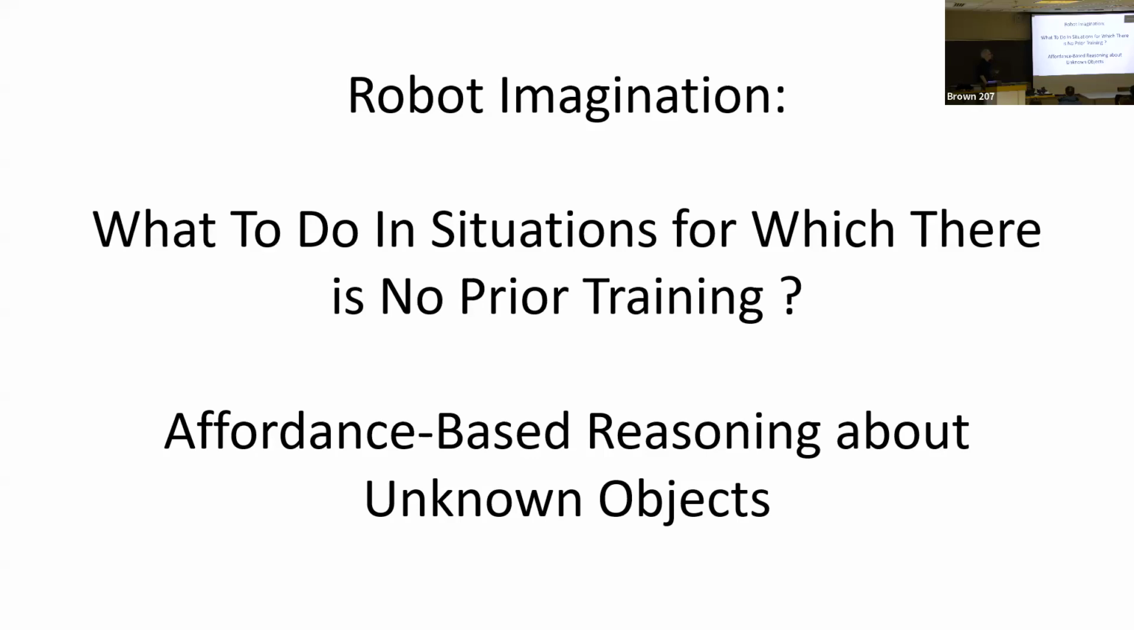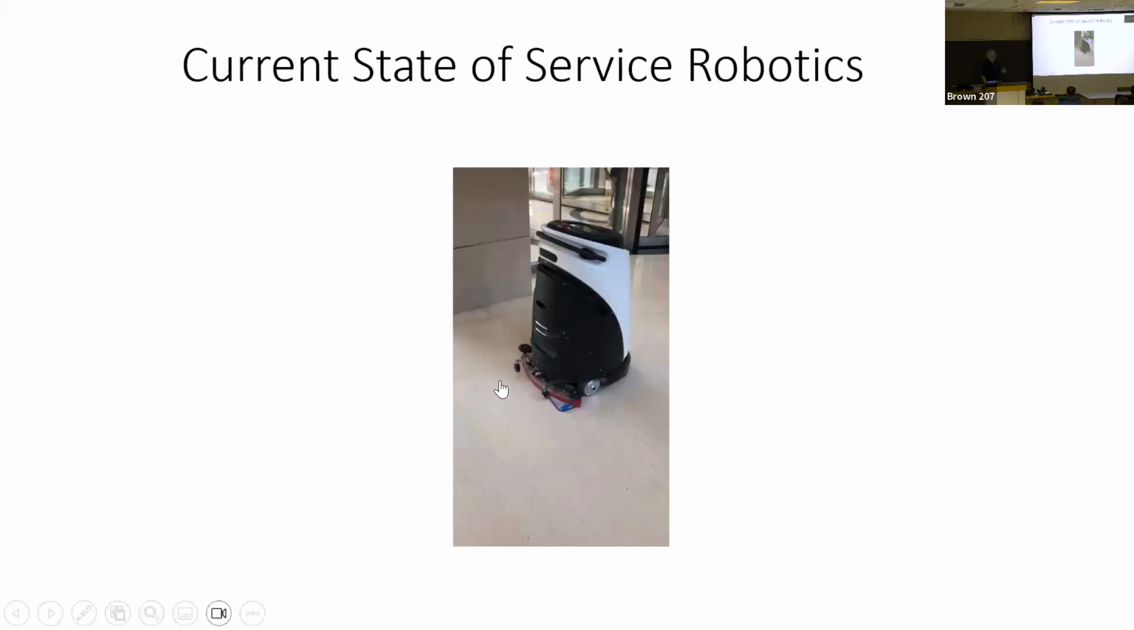So the whole idea of affordance-based reasoning, what we also call robot imagination, is what can a robot do when it comes to situations where there's no prior training? And so the idea that we have adopted is to use affordance-based reasoning about unknown objects. Of course, deep learning is very popular, big data, you have ImageNet and millions of images of cats and cups and chairs and other things. And then in that space, interpolate, and you can say, okay, this is this or this is that based on appearance. But we want robots to function much more robustly in the real world.